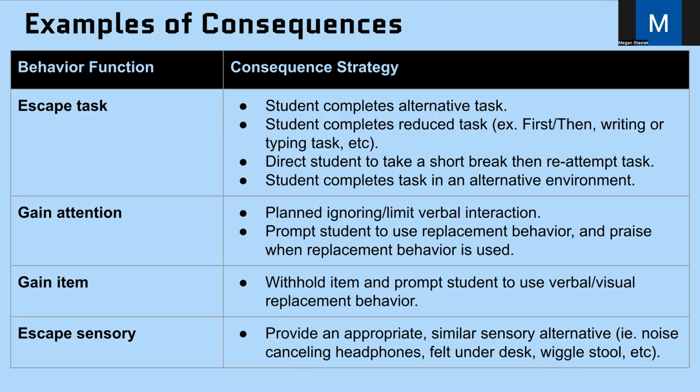If they want to gain an item, maybe we have to withhold that item or prompt them to use that replacement behavior first. Now, if you do prompt them to use the replacement behavior first and it happens to be requesting the item, we do need to make sure then they get it. That follow through will be important.